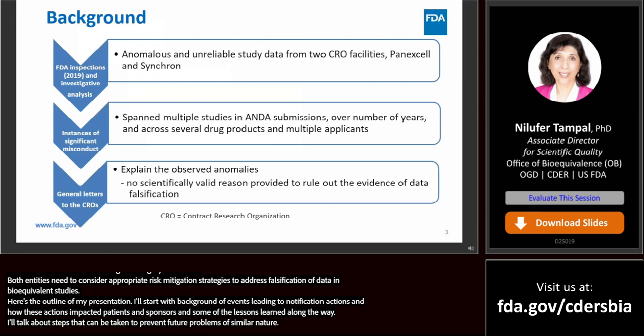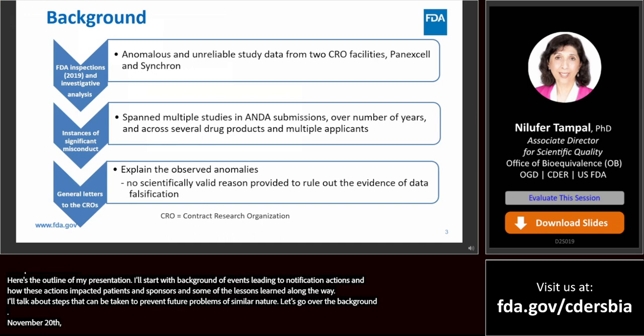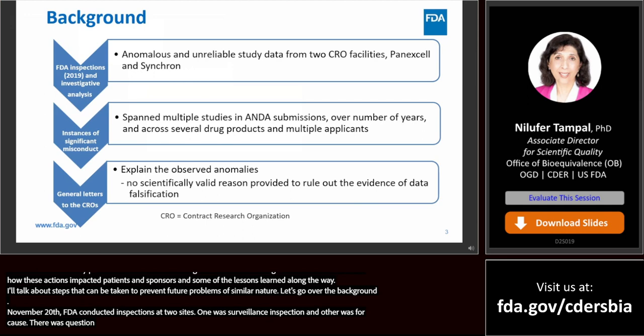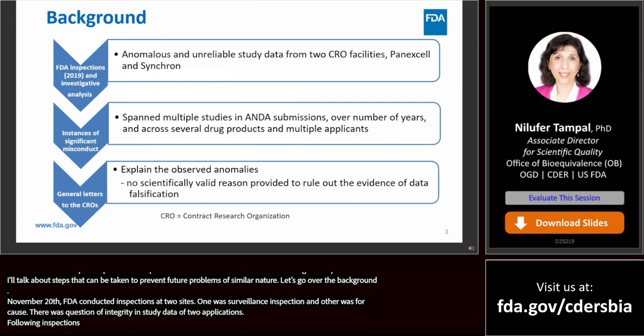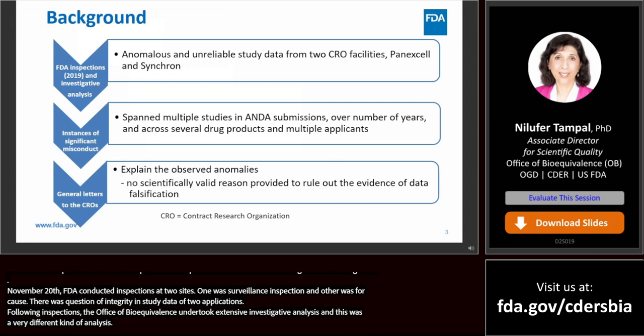In November 2019, FDA conducted inspections at the Panaxel and Synchron sites. One of the inspections was a surveillance inspection, and the other was a for-cause inspection because the assessors had raised flags about the integrity of the study data in at least 2 applications. Following the inspections, the Office of Bioequivalence undertook extensive investigative analysis. This was a very different kind of analysis, not something that we do on a routine basis. With this analysis, we identified anomalous and unreliable study data from these 2 CRO facilities.